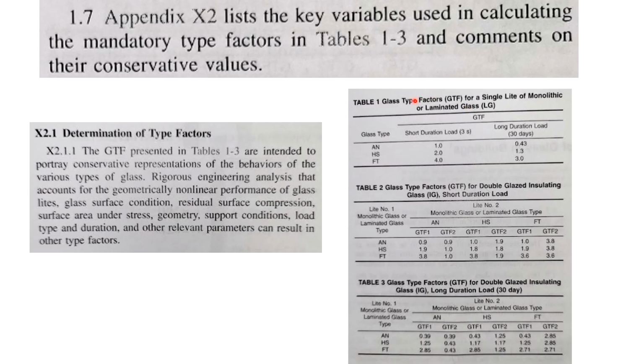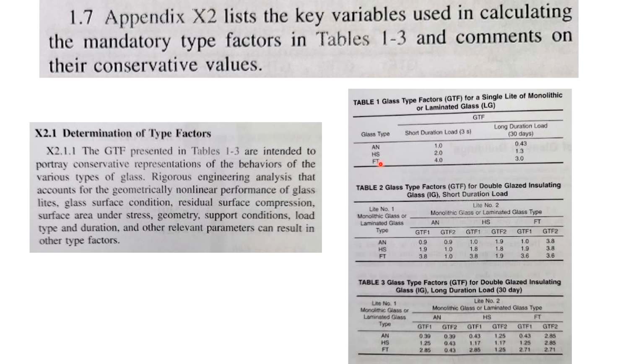So what is this all about? Why do we have a factor? Well, what happens is based on the type. So we're going to look at these tables and we're going to come up with some numbers, and we have to do a calculation, and we're going to get some numbers, and then based on the glass type, we're going to have to apply a factor to that number.